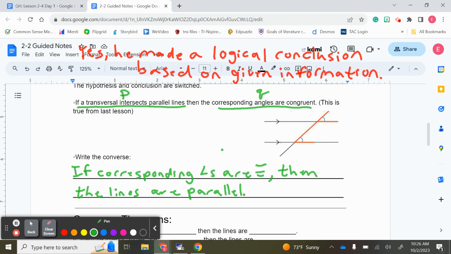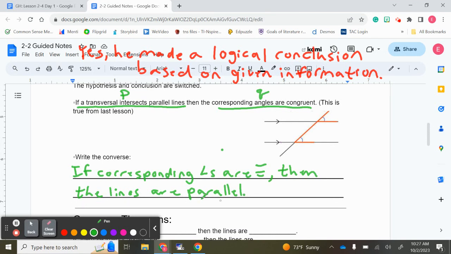And this would work if you're talking about alternate interior angles. If alternate interior angles are congruent, then the lines are parallel. If same side interior angles are supplementary, then the lines are parallel. If alternate exterior angles are congruent, then the lines are parallel. Okay, so we always put the word converse in front of those original theorems and postulates.